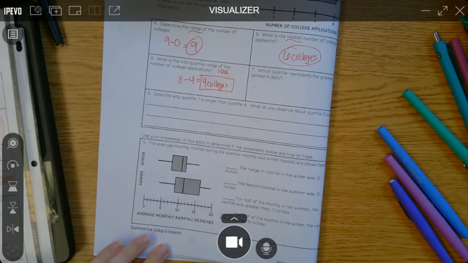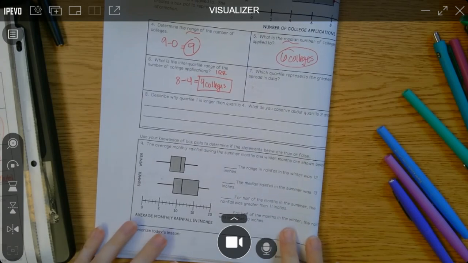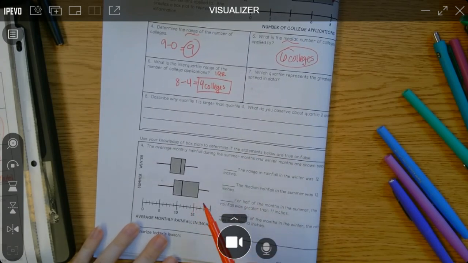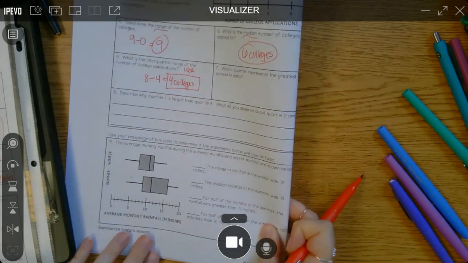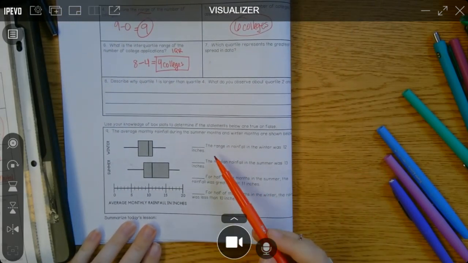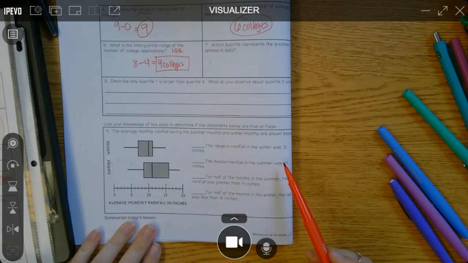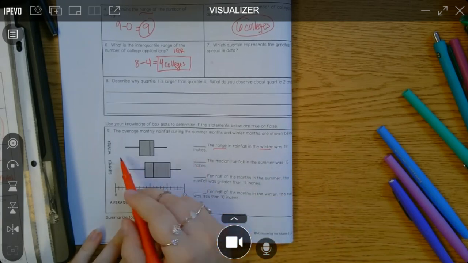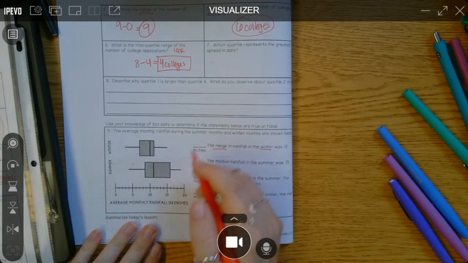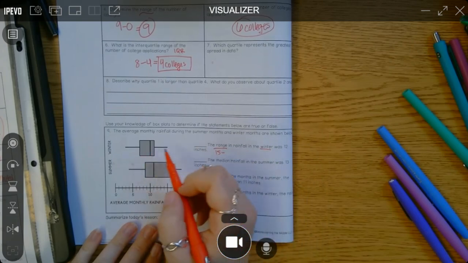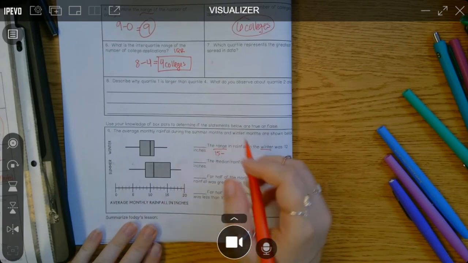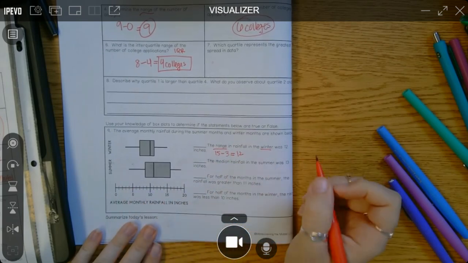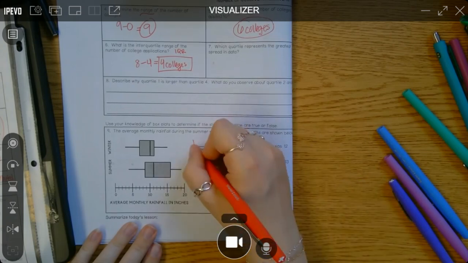Okay, the bottom section says the average monthly rainfall during the summer months and winter months are shown below. So again, always try and see if you can pause it, answer it yourself, and then unpause it and come back. What did you put for the range in rainfall in the winter months was 12 inches? Is that true? Well, the winter months, so winter is here. The range would be the top, which is 15, minus the bottom or minimum, which is 3, and that's 12. And they said, was the range 12? Yes, that's true.